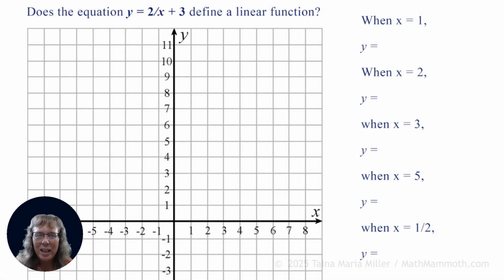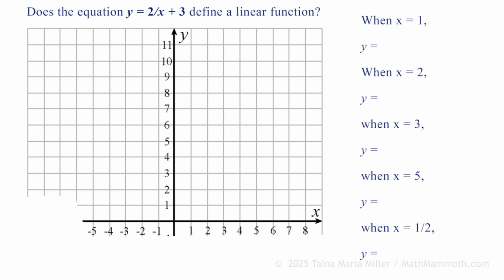Now here is an equation. Does it define a linear function? Does it look like the equation y equals mx plus b? It kind of looks like it. But is it exactly like that? It is 2 divided by x. It's not actually mx or 2 times x. So just by looking at the equation, maybe it's not linear. But let's make sure and calculate some points and see how they go here in the coordinate grid. Do they form a line?